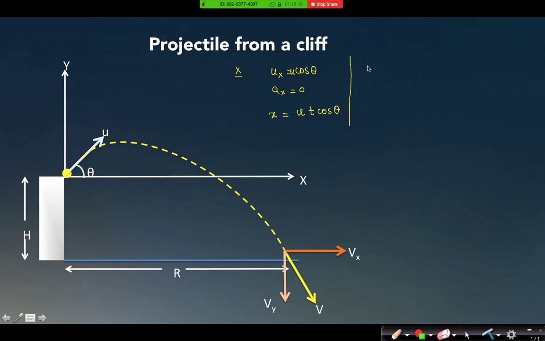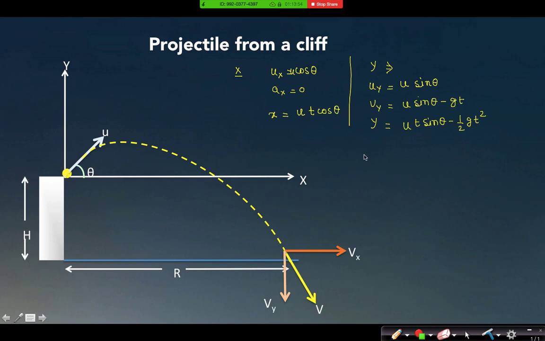Do you understand the x-axis motion? There is no change in x-axis. In the y-axis equations also, I can say that uy is equal to u sine theta, and vy is equal to u sine theta minus gt, and y displacement is equal to ut sine theta minus half gt square. The same equations as I have used, because there is nothing change in this projectile motion.